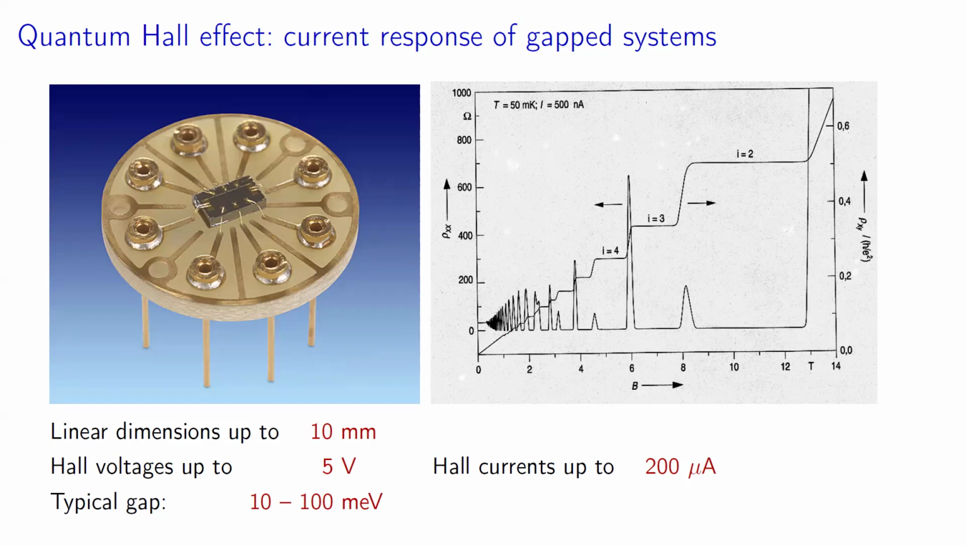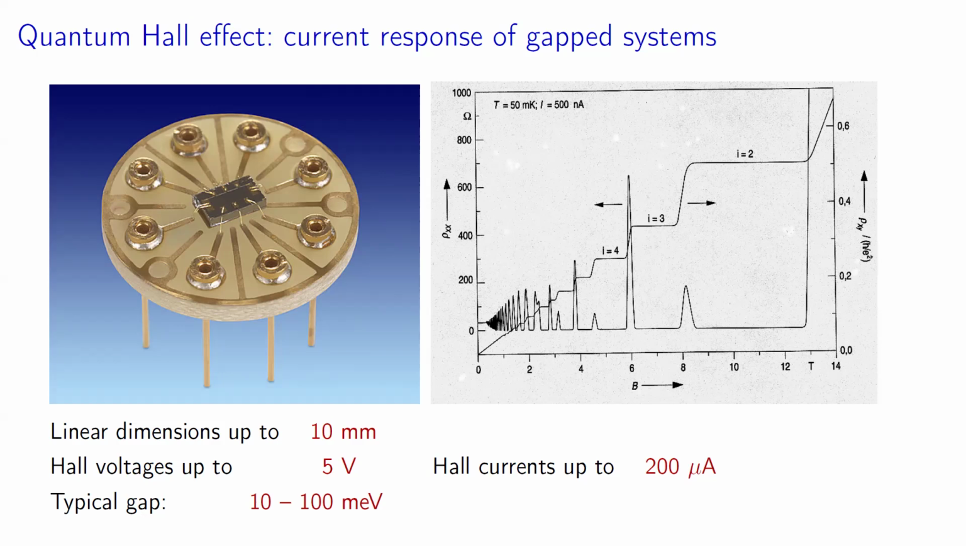And a quantity that will be, so to say, central in all what we will be discussing is the gap of the system, the spectral gap of the corresponding system. The typical gap will be of size 10 to maybe 100 milli-electron volts. So the typical gap will be much smaller than the voltages you apply on that.